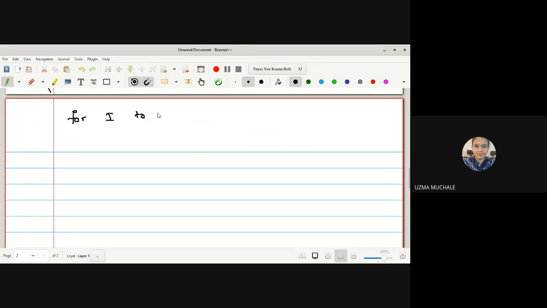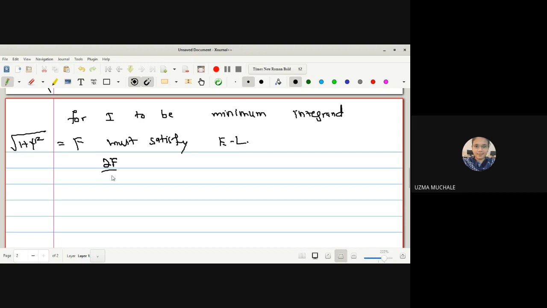for I to be minimum, the integrand f must satisfy Euler-Lagrange's equation. You can write the integrand f equal to under root of 1 plus y' square. Okay, let me write down the Euler-Lagrange's equation: ∂f/∂y minus d/dx of ∂f/∂y' is equal to 0.